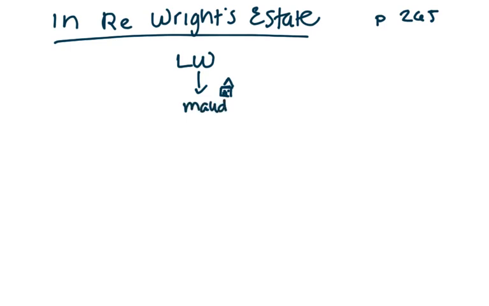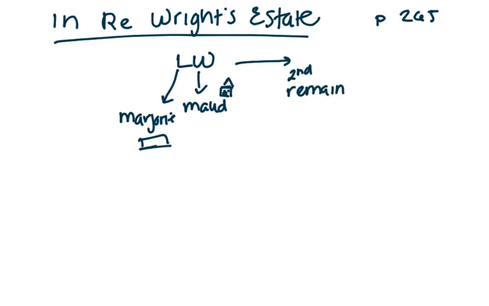Then he gave a plot of land in Salt Lake City to his other daughter, Marjorie. So Marjorie gets the land in Salt Lake City. Then he gave a list of friends and relatives $1 each. Finally, he gave his second home and the remaining estate to his friend Charlotte.